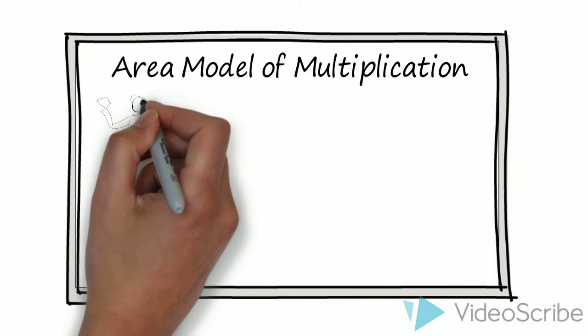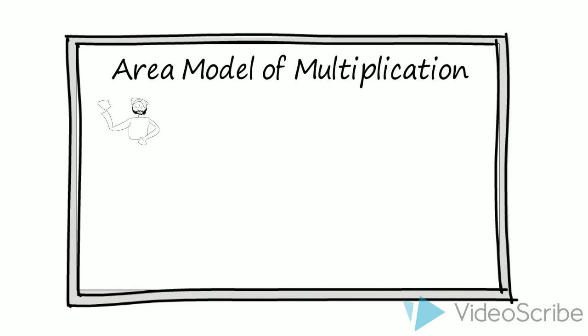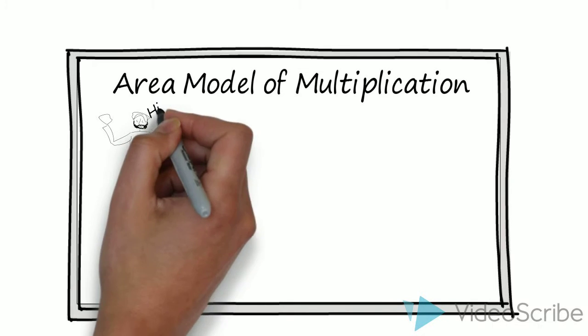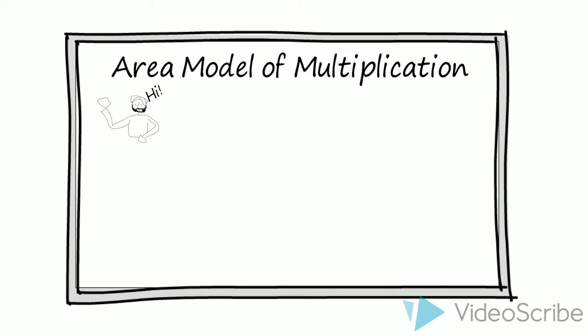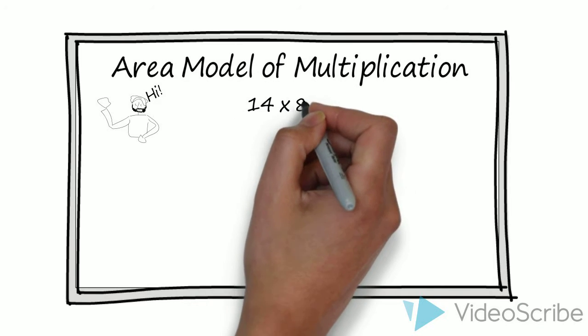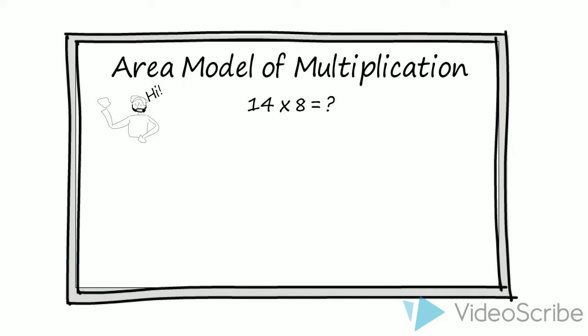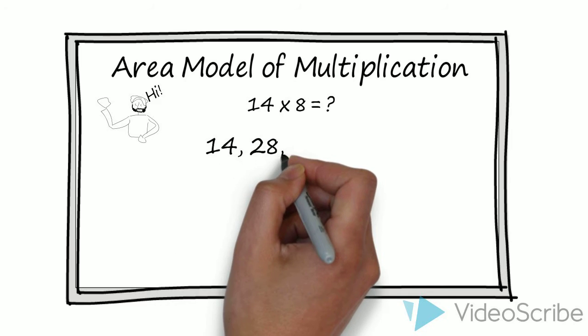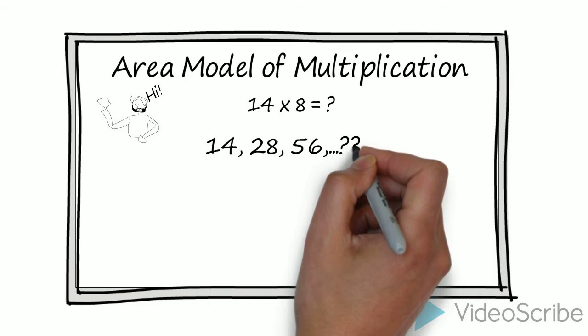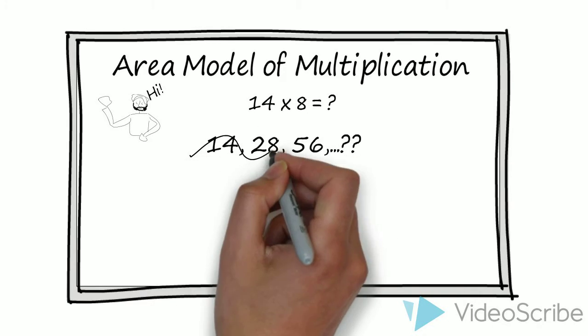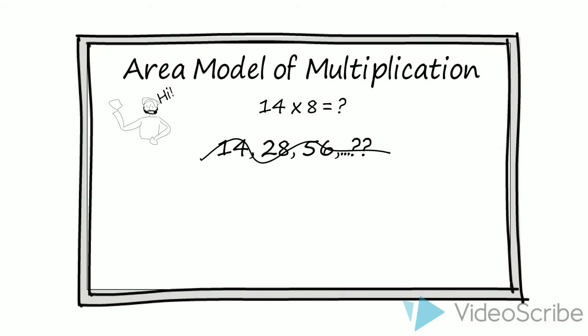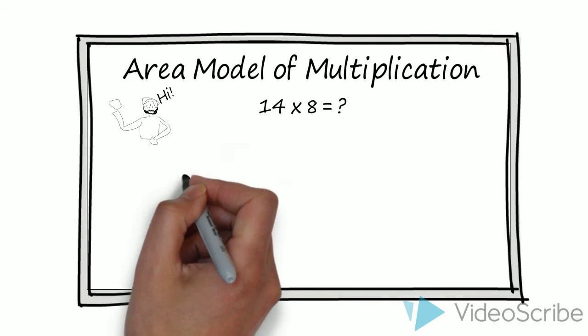It's a great way to tackle problems that might seem complicated at first. Let's use 14 times 8 as an example. Now, I could use an old standby like counting up to solve this problem. I could count up by 14 8 times, but come on, let's be honest, that takes so much time. If you want something faster and easier, then the box method is for you.